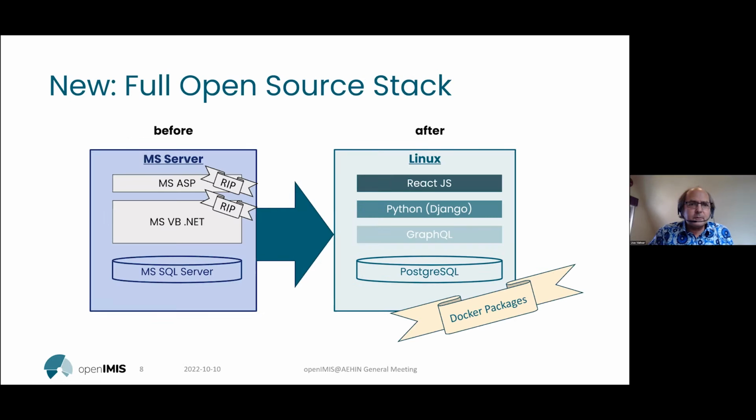Then you will see the new full open source software stack. So when you look at the components in terms of technology, what we started with was a Microsoft Server and a Microsoft SQL Server as a technology base, and the software was done with Active Server Pages for the front end and Visual Basic in .NET for the back end. And so that was transferred to React.js for the front end, Python with Django libraries in the back end for the business logic, and GraphQL for the data access layer.